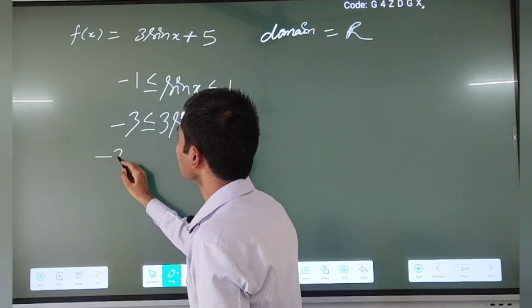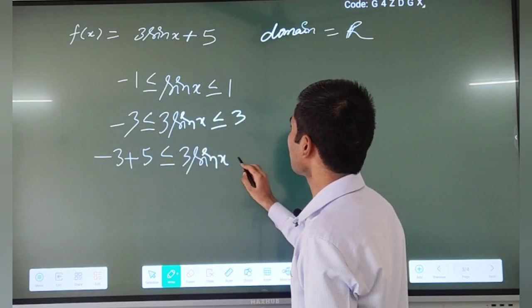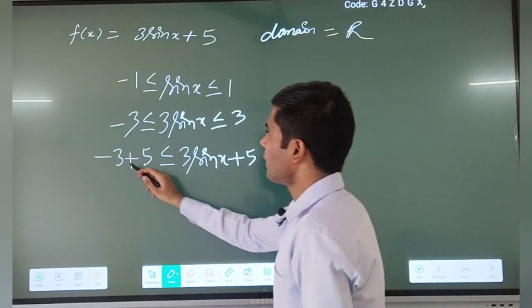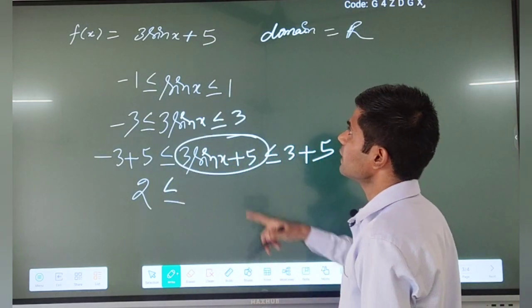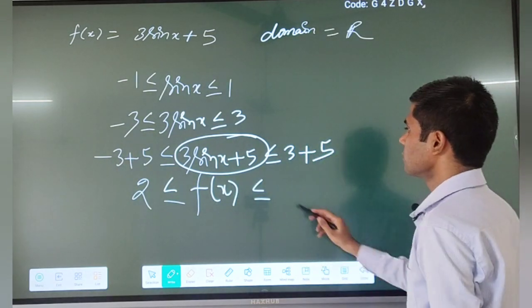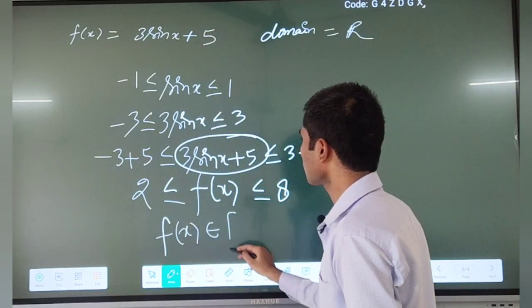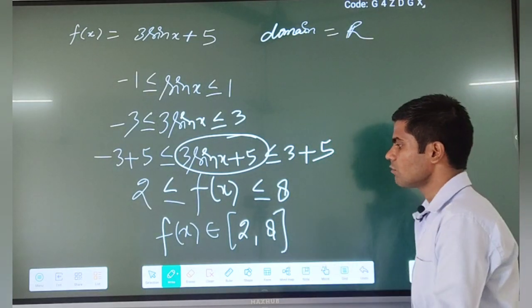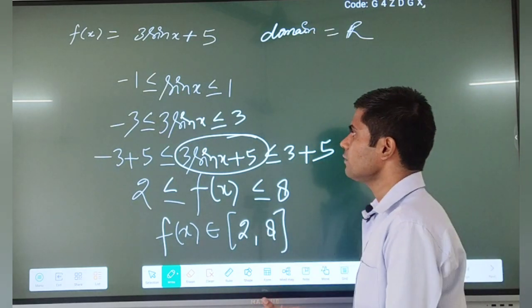But here 5 is extra. So do one thing, add 5. Minus 3 plus 5 is less than or equal to 3 sin x plus 5, which is less than or equal to 3 plus 5. Minus 3 plus 5 will be 2. Now, 3 sin x plus 5 is the value of f(x). So we write f(x) less than or equal to 3 plus 5, so it will be 8. So f(x) belongs to the closed interval 2 to 8, okay student. 2 is the minimum value of f(x) and 8 is the maximum value of f(x). So in this manner we can easily find it.